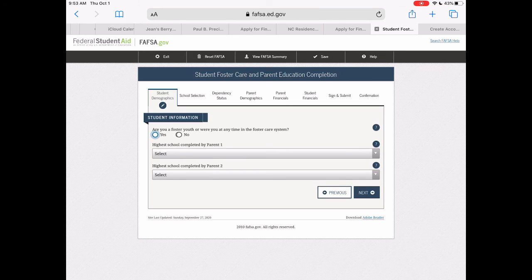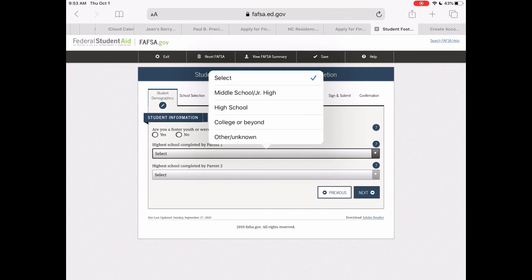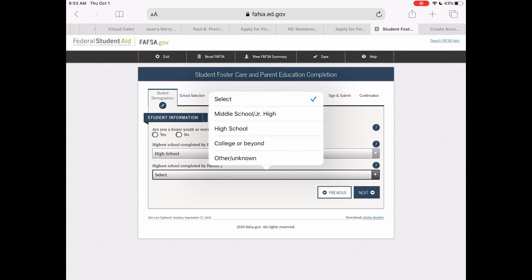If you've ever been in foster care, please say yes to this question. And then high school completed by parent one. It's not the most important. This is just some demographic information. But sometimes students have questions about if they didn't complete college but attended, you would put the lower level, so you would put high school for them. Or if they attended high school but didn't complete high school, you would put middle school because that's the highest school level they completed.